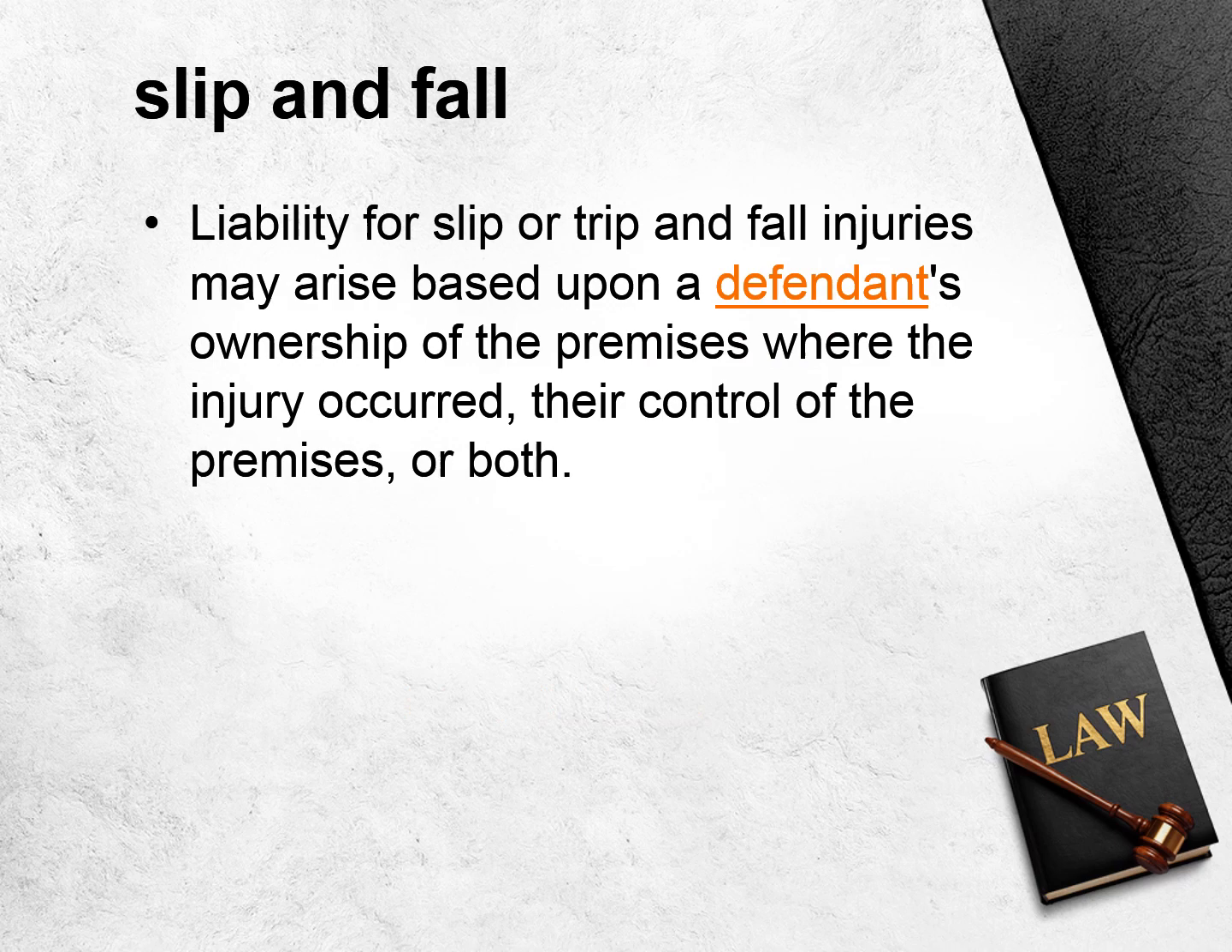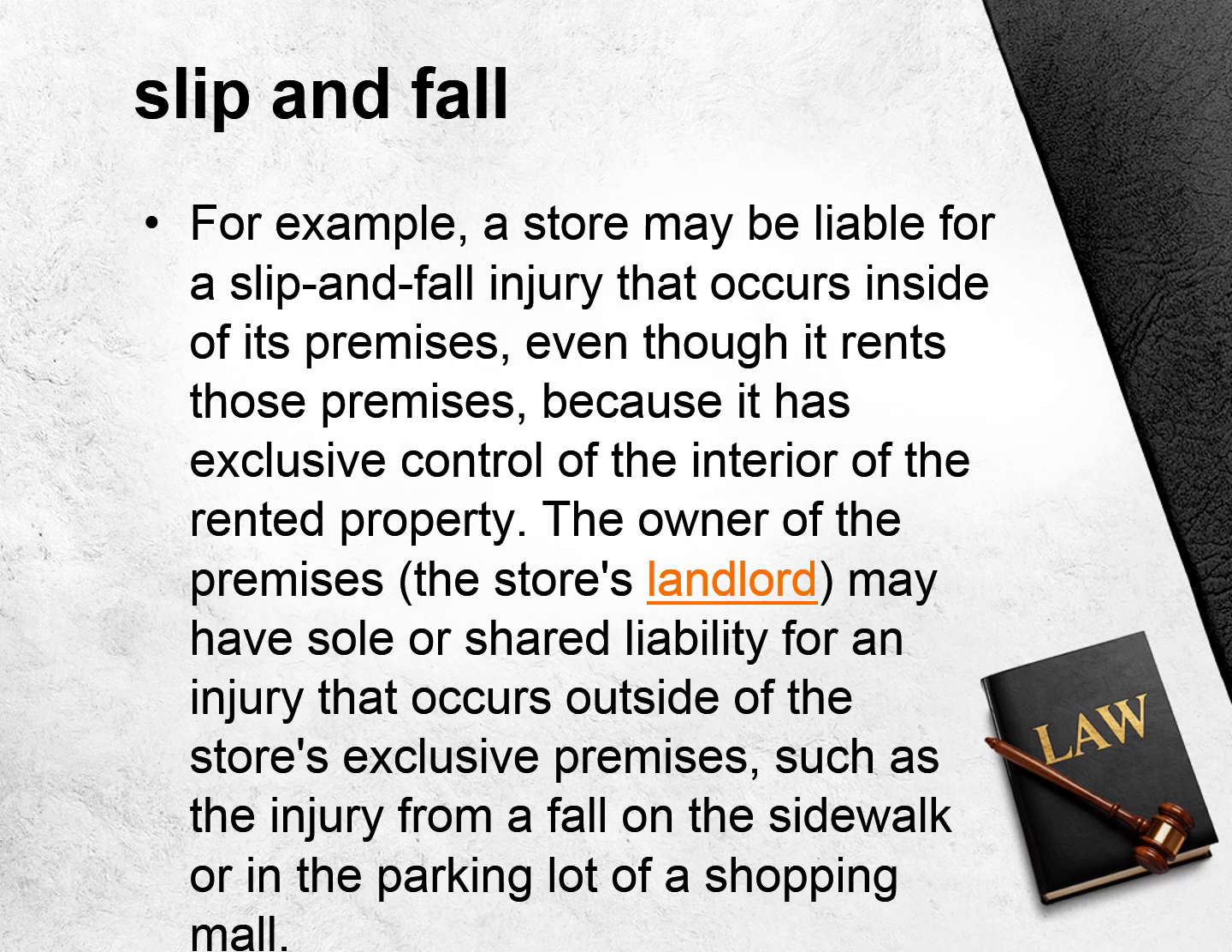The liability for slip and trip or slip and fall injuries may arise based upon the defendant's ownership of the premises where the injury occurred, their control of the premises, or both. So if you are involved in a slip and fall and you can't get a hold of the owner, however there's a manager taking care of, let's say, an apartment building, you may be able to go after that manager or that property maintenance department. For example, a store may be liable for a slip and fall injury that occurs inside of its premises, even though it rents those premises, because it has exclusive control of the interior of the rented property.